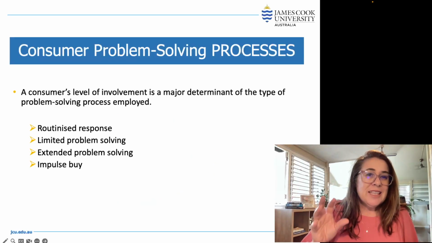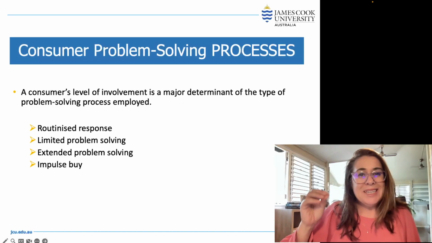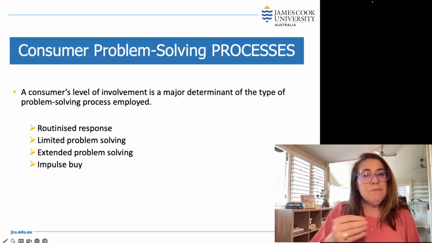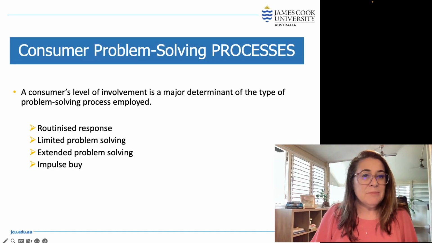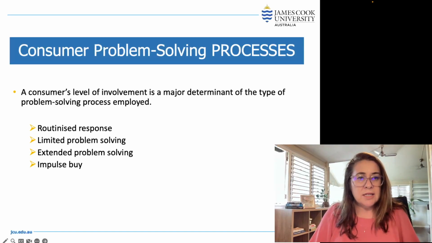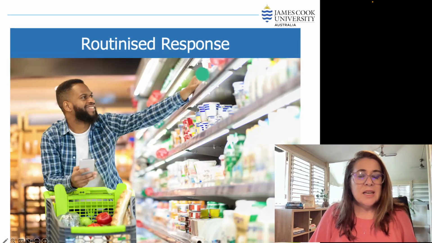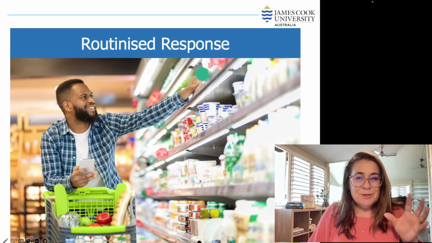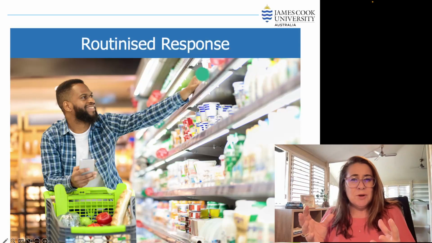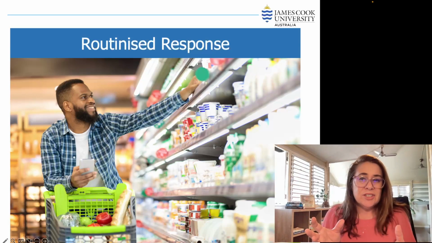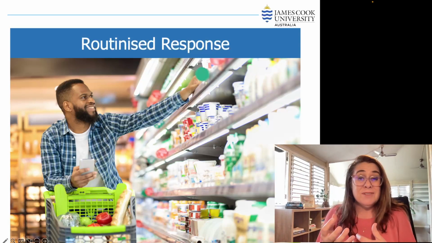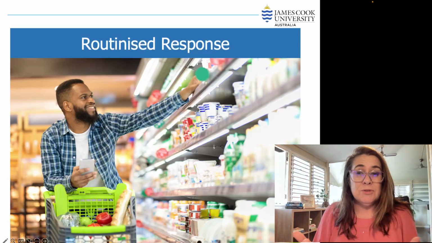So the consumer's level of involvement is a major determinant in the type of problem-solving process that's employed. So we might be looking at a routine response, a limited problem-solving, an extended problem-solving, or an impulse buy. So let's look at those in a bit more detail. So the routinized response behaviour is that type of consumer problem-solving process that requires very little search and decision effort. It's usually for those products that are low price, low risk, and frequently bought, such as milk or bread.